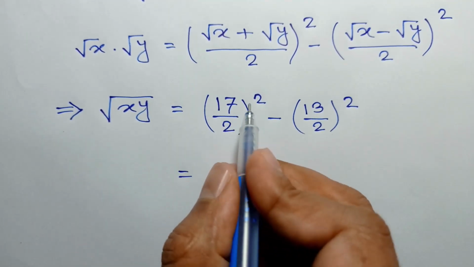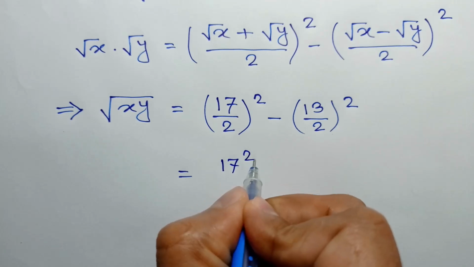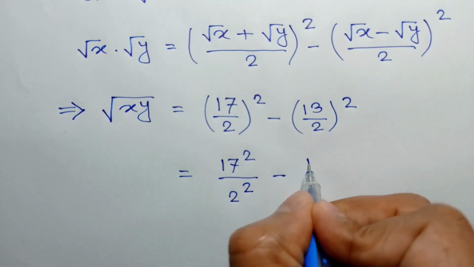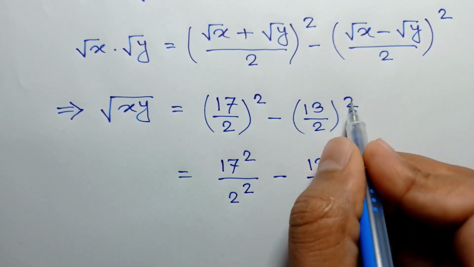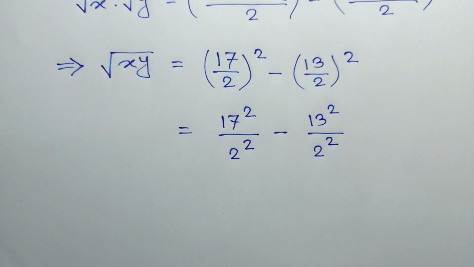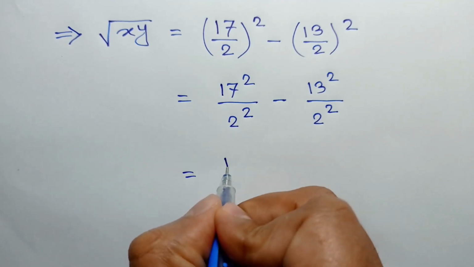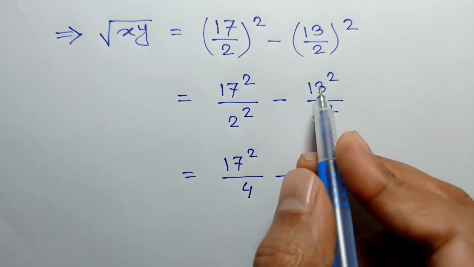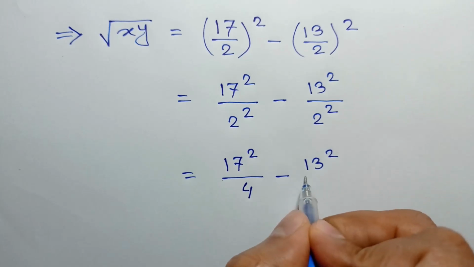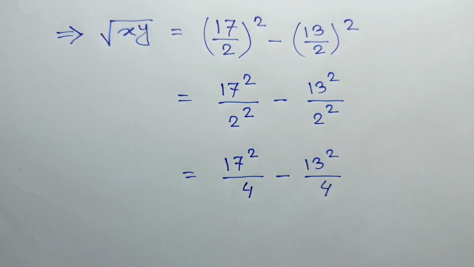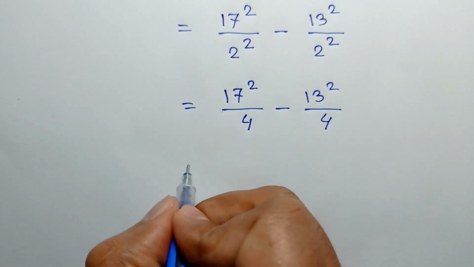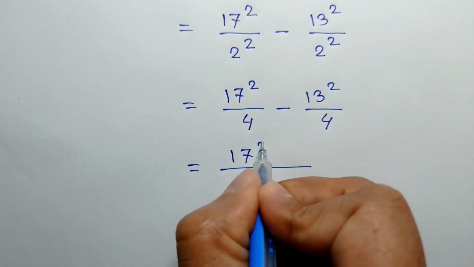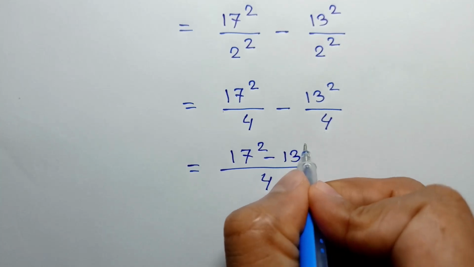This is equal to 17 square over 2 square minus 13 square over 2 square, which is equal to 17 square over 2 square is 4, minus this 13 square over 2 square is 4, is equal to this 4 and 17 square minus 13 square.